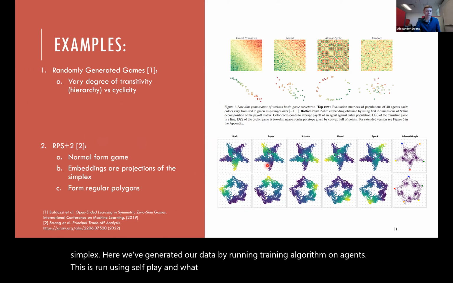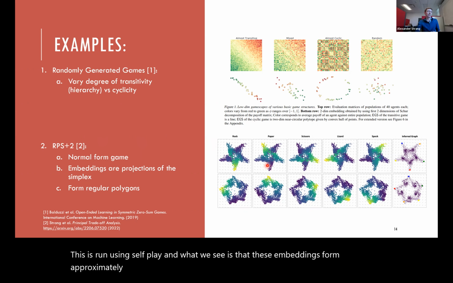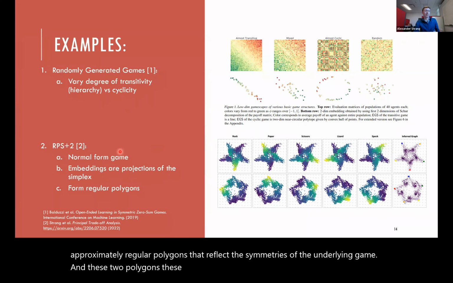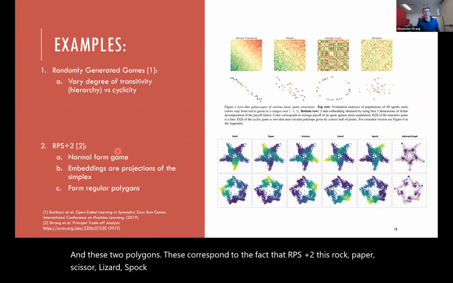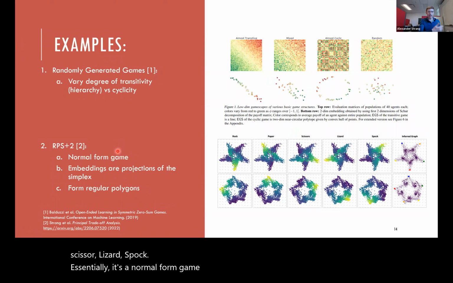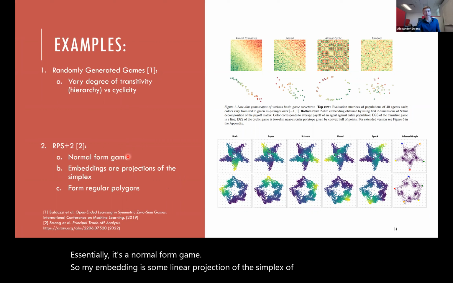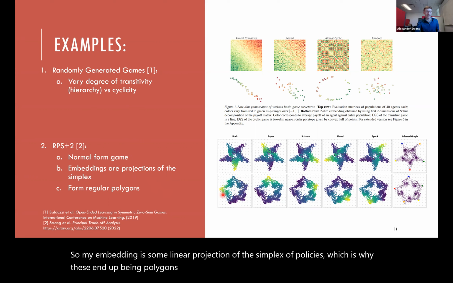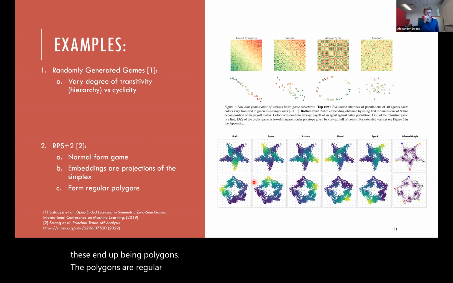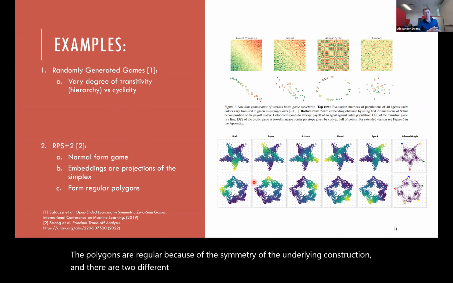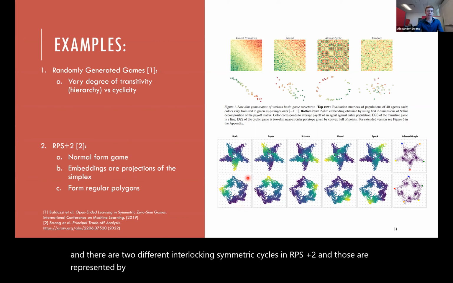And what we see is that these embeddings form approximately regular polygons that reflect the symmetries of the underlying game. These 2 polygons correspond to the fact that RPS +2, this rock, paper, scissors, lizard, Spock, is essentially a normal form game. So my embedding is some linear projection of the simplex of policies, which is why these end up being polygons. The polygons are regular because of the symmetry of the underlying construction. And there are 2 different interlocking symmetric cycles in RPS +2. And those are represented by taking the same polygon.